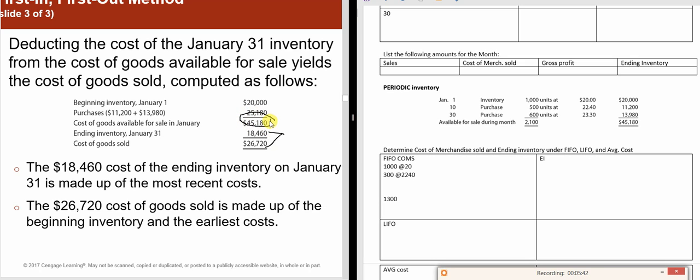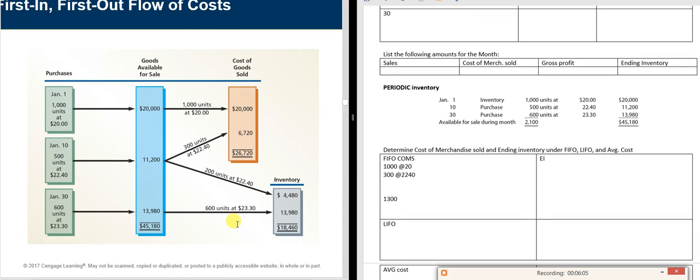So on all your ones, if you would like to go back up on all of these, if you add up this plus this for every single method, it's going to be 45,180. And so you can kind of see if you made an error. The idea is inventory is either sold or still here, so it's all going to equal 45,180. Okay, so let's go to LIFO.